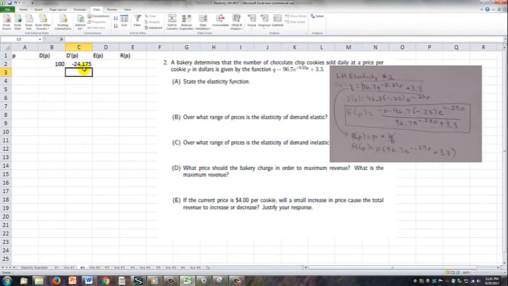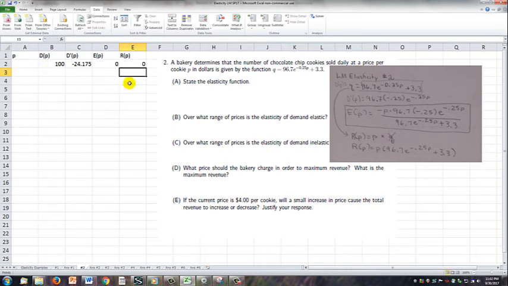Okay, and then my E of P, I don't type in what I wrote down. I type in equals -1 times P times the derivative of the demand divided by the demand function. And then my revenue, I reminded you how to build it. That's in case you need to take a derivative later. But with Excel, I can just remember that revenue is price times quantity.